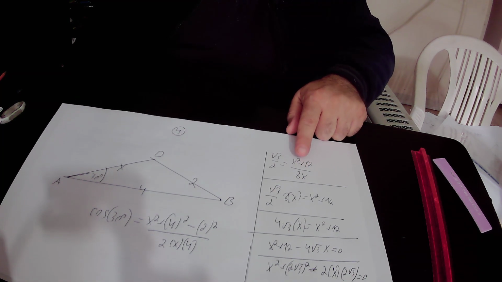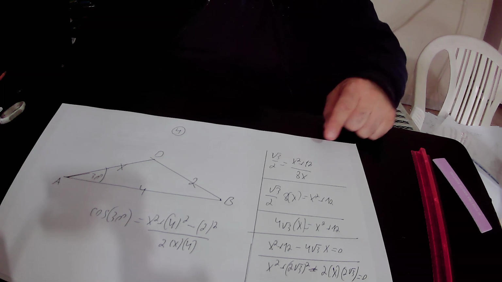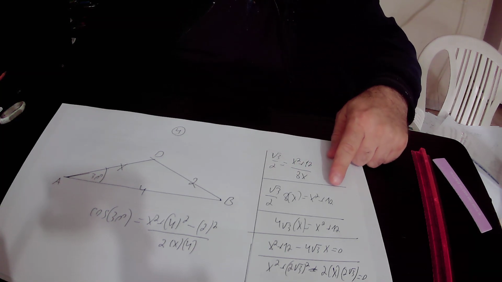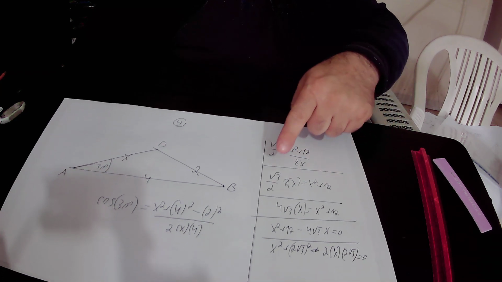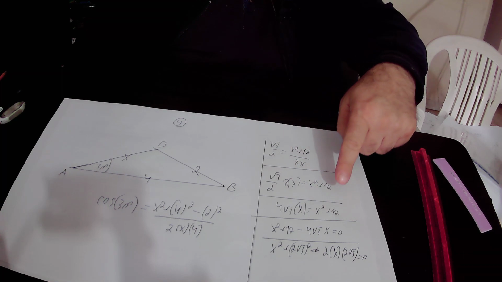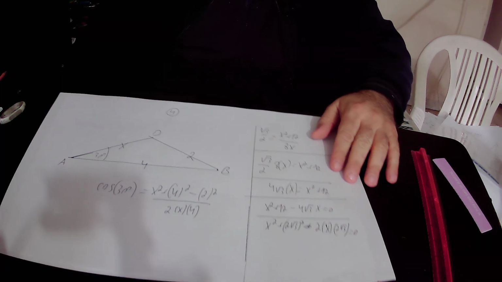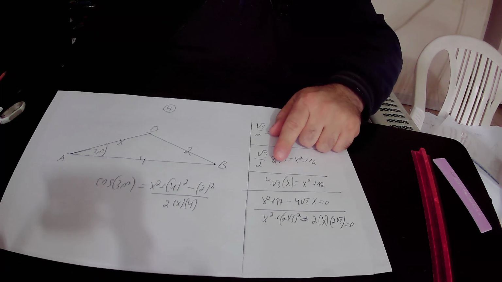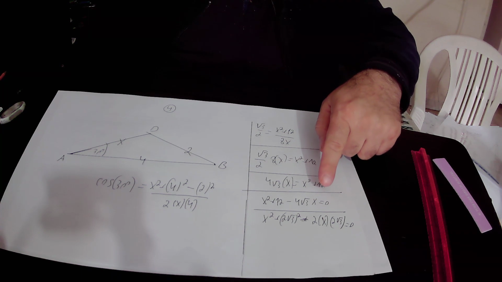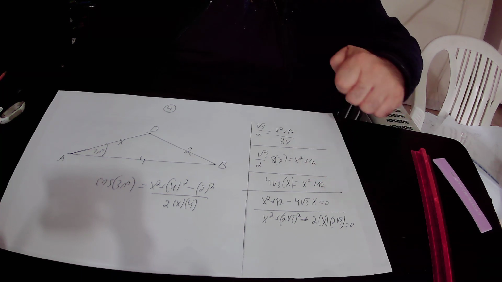We multiplied this equation by 8x, and we got that square root of 3 over 2 times 8x equals x squared plus 12. 8 over 2 is 4, so we got 4 times square root of 3 times x equals x squared plus 12. So we subtracted 4 times square root of 3 times x from both sides, and we got x squared plus 12 minus 4 times square root of 3 times x equals 0.